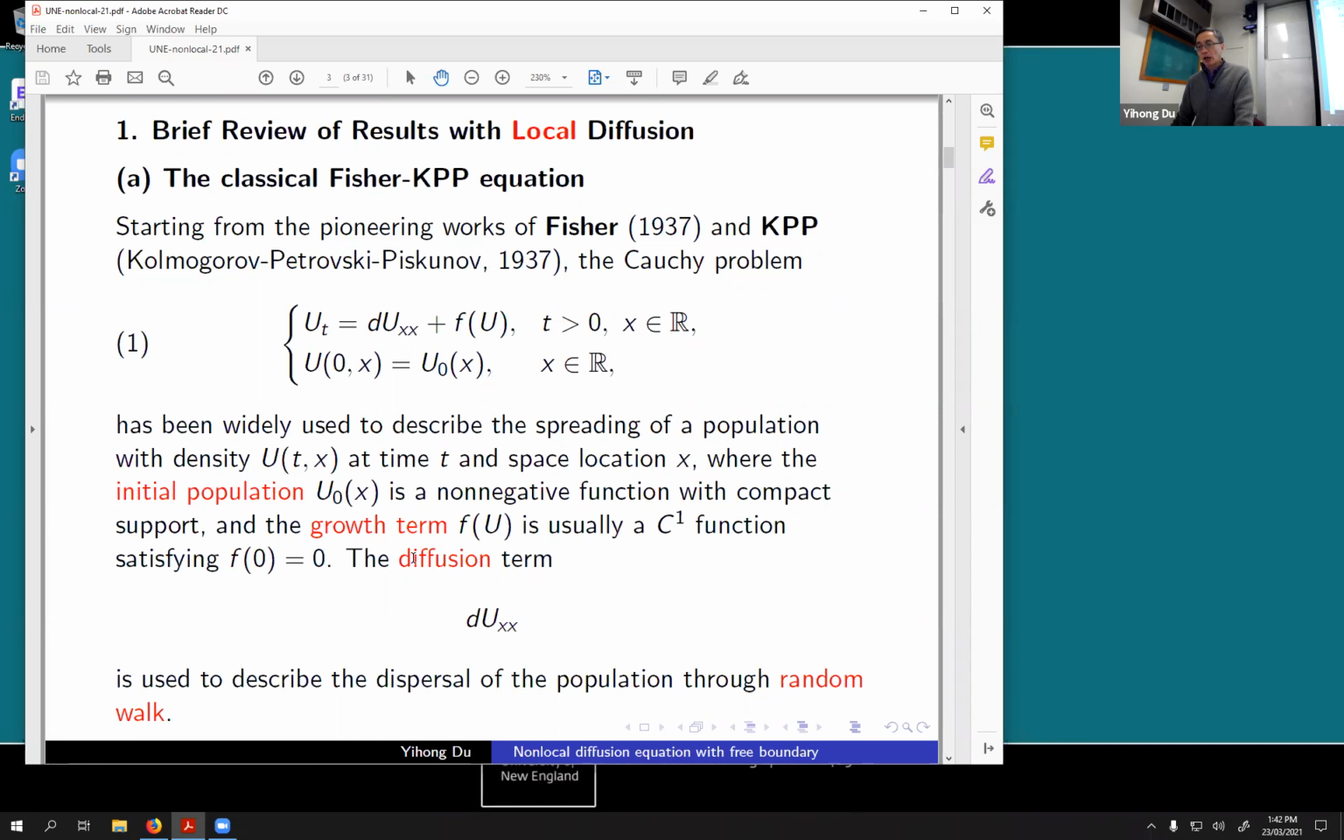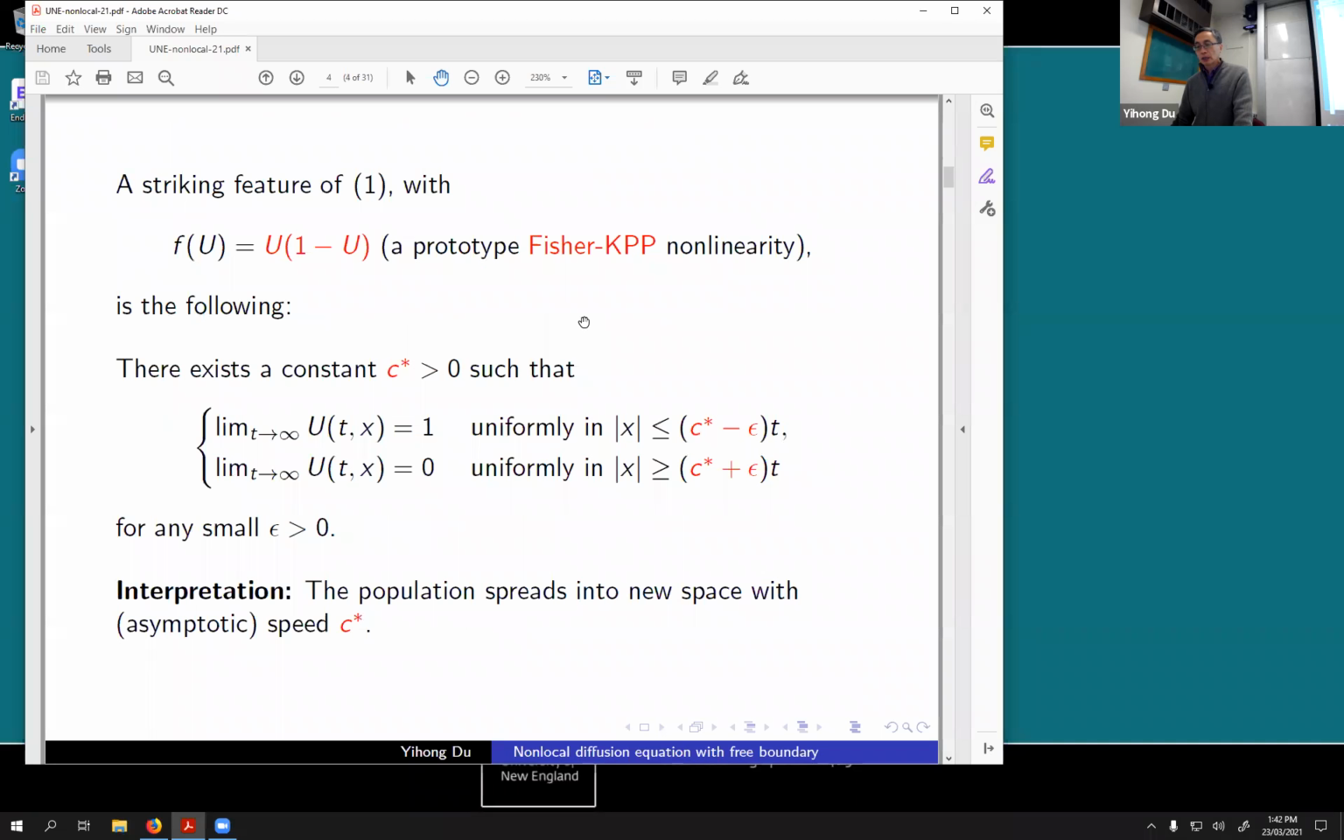Now for f(u), actually in both papers, they used this. So if you change f(u), the behavior of the solution can be very different. But this is a very commonly used nonlinear function. It's a quadratic function, and Fisher used exactly this form. There's a reasoning to say why this is natural. And KPP, they used a more general kind of f(u), but it has basically the same property.